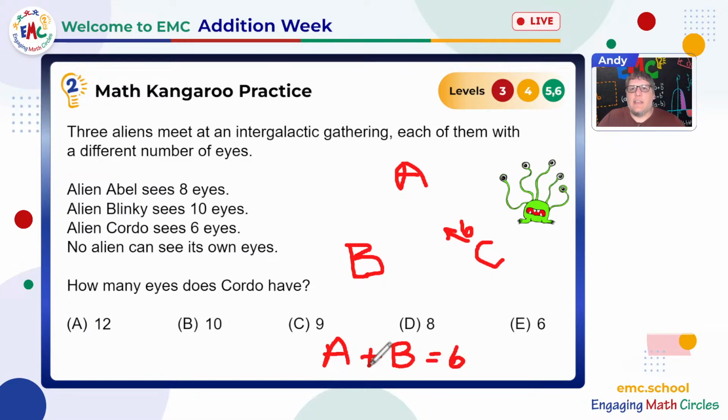That's how many eyes they have, is the A plus B. Okay. Abel sees 8, so B plus C is equal to 8. Similarly, B sees 10, so A plus C is equal to 10.